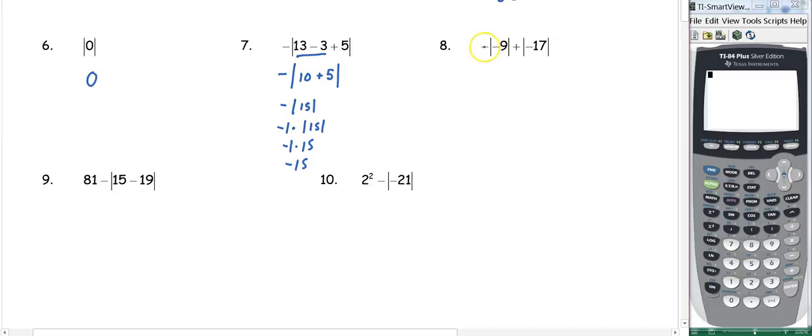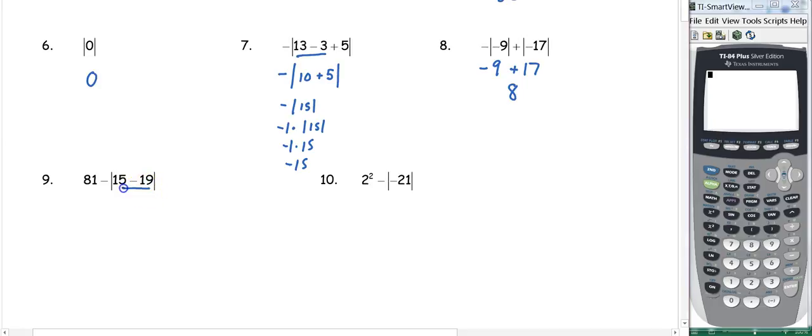So number 9, the negative absolute value of negative 9, plus the absolute value of negative 17. The absolute value of negative 9 means that we're 9 units away from 0, but we have a negative out front, so that's why we're getting a negative 9. How far is negative 17 away from 0? Just 17 units, and then we can add them together to get 8.